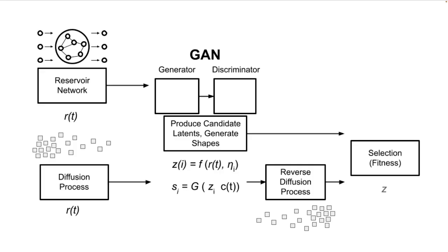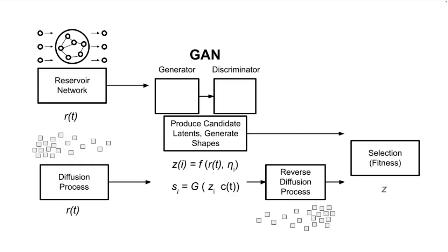And so for this GAN step, what we're doing is we're producing candidate latents and we're generating shapes. So this is the latent space. Our function RT goes into this latent space. We sample the latent space with the generator. We distinguish the things we want with the discriminator, and we pass that on to the next step with this function ZI.